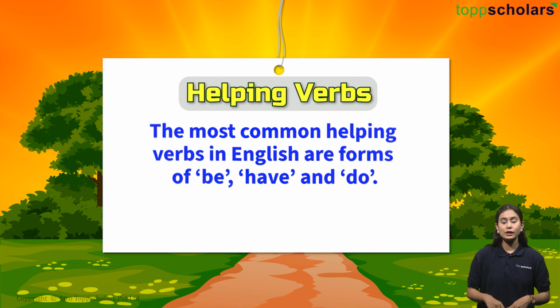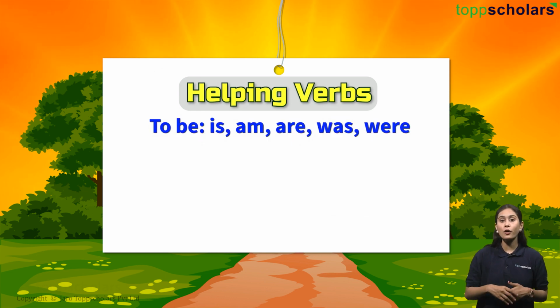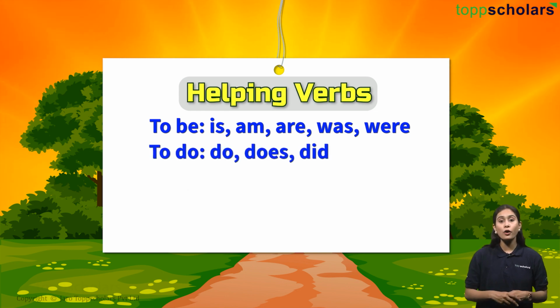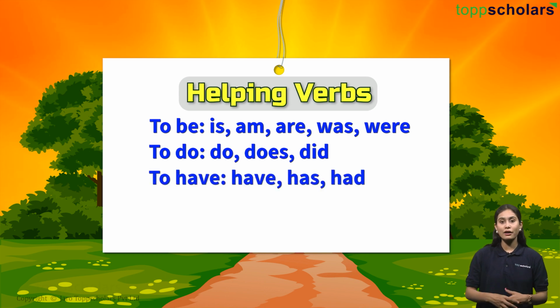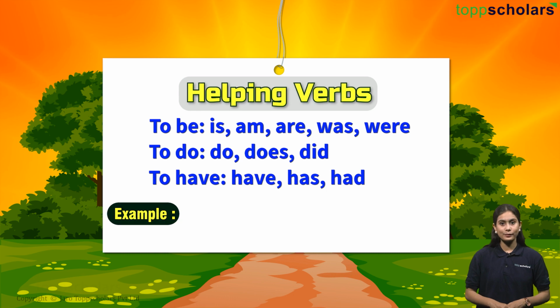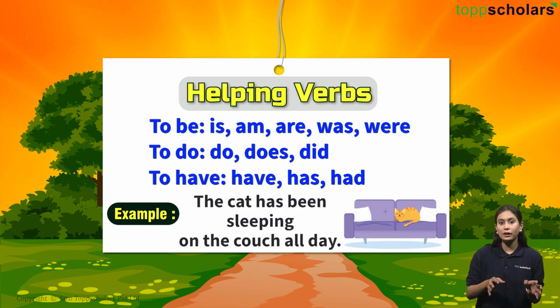Let's see them. To be, the different forms are is, am, are, was, were. To do, the different forms are do, does, did. And to have, has, had. Example, the cat has been sleeping on the couch all day.